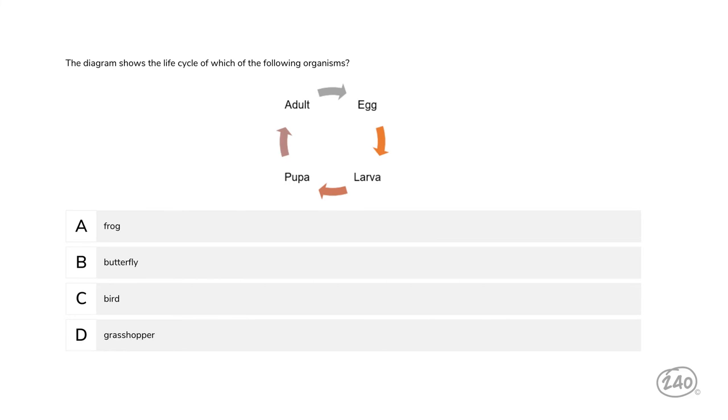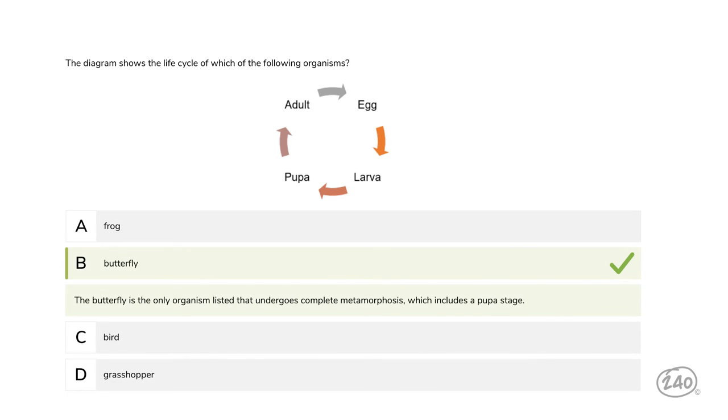Let's move on to life science. Specifically, let's talk about metamorphosis. The diagram shows the life cycle of which of the following organisms? The butterfly is the only organism listed that undergoes complete metamorphosis, which includes a pupa stage.